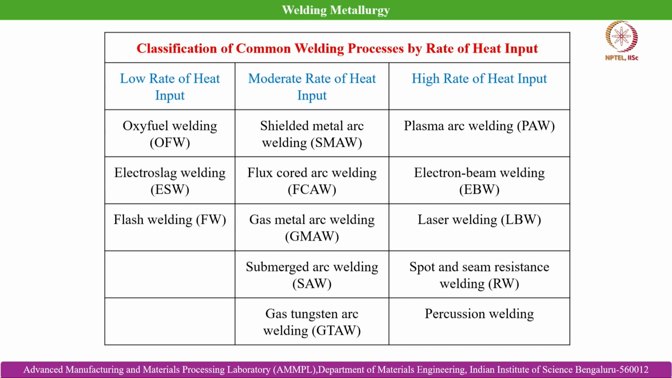differences have been drawn between the different common welding processes with the rate of heat input. What are some low rate of heat input welding processes? Those are oxy-fuel welding, electroslag welding and flash welding. Moderate rate of heat input welding processes are shielded metal arc welding, flux cored arc welding, gas metal arc welding, submerged arc welding and gas tungsten arc welding. And then there is the last variant, which deals with the high rate of heat input. They are plasma arc welding, electron beam welding, laser welding, spot and seam resistance welding and percussion welding. We will discuss the nuances of these individual welding processes briefly later in this section.